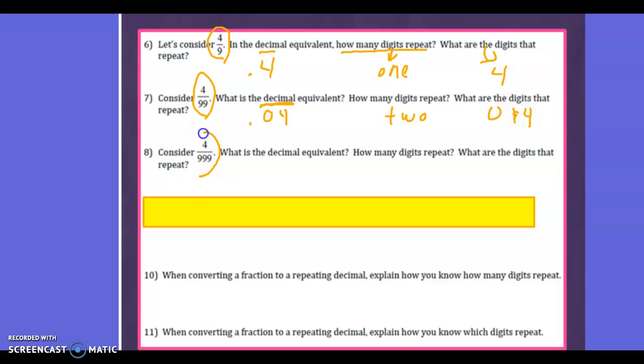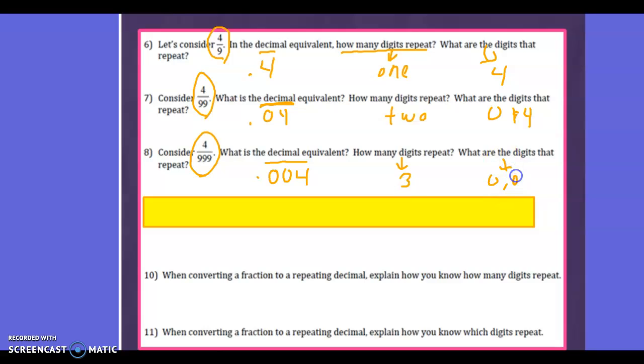Let's look at one more. If I give you 4 over 999, what is that equal to? Well, if you put that into your calculator, you get 0.004004004. So the 0, the 0, and the 4, all three of those digits are repeating.